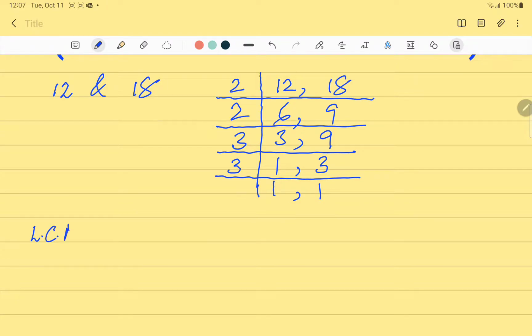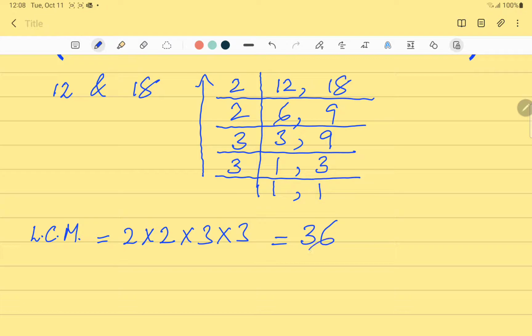So LCM is equal to product of all these four prime numbers. So it will be 2 multiplied by 2 multiplied by 3 multiplied by 3. So the answer in this case is 36.